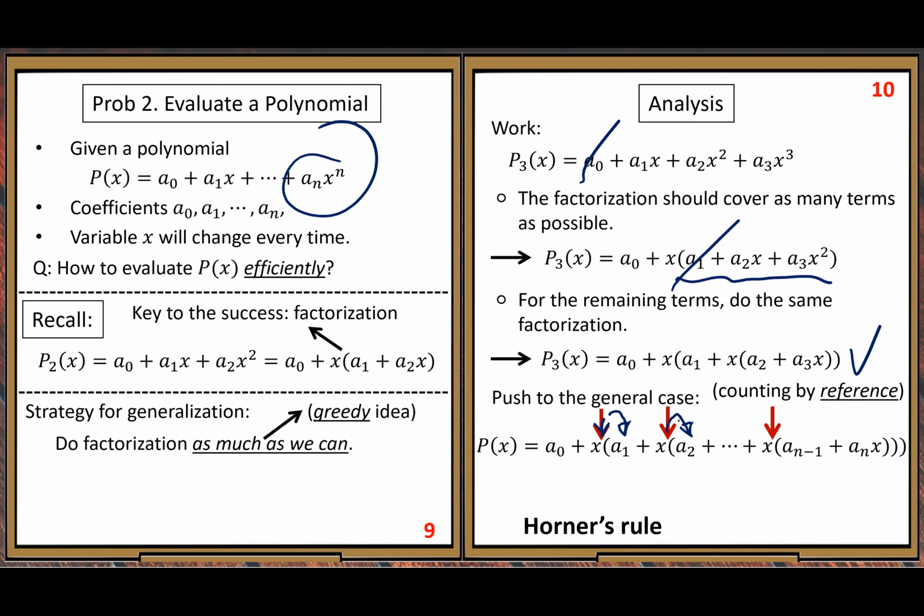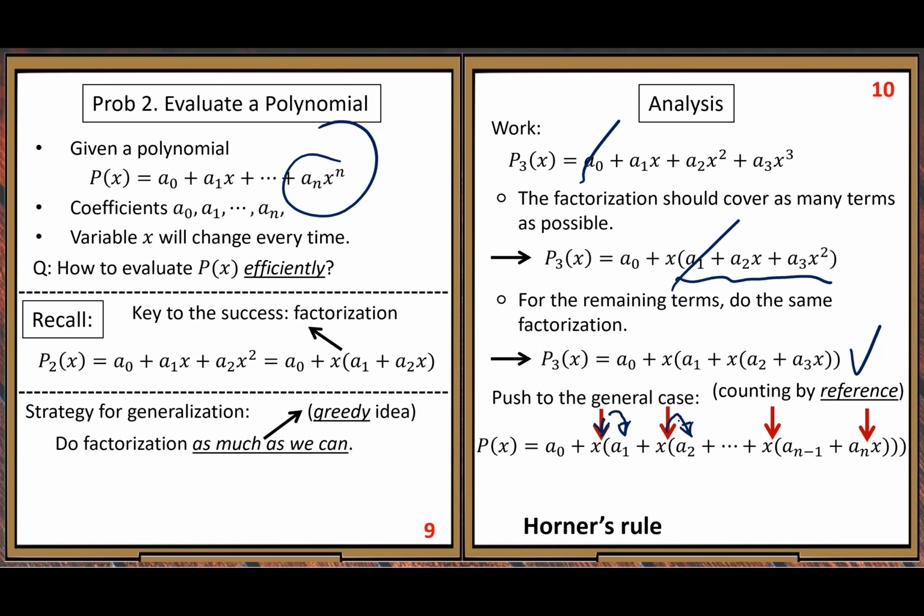Multiplication, the last one associated with n. You count the subscripts from 1 through n. That's n. Counting by reference.